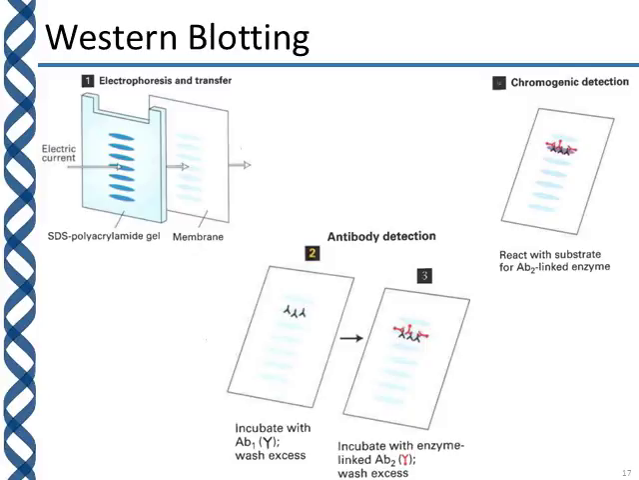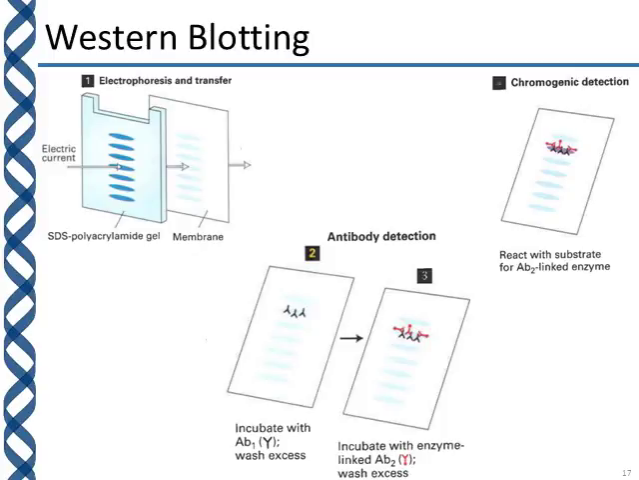Then, where it shows the antibody detection, you incubate with your primary antibody. This is the antibody directed against the protein of interest. Say, for example, you are looking for protein X. Now you incubate initially with an antibody against protein X. After you incubate this with the membrane, you then wash the membrane to remove any excess antibody that didn't bind.